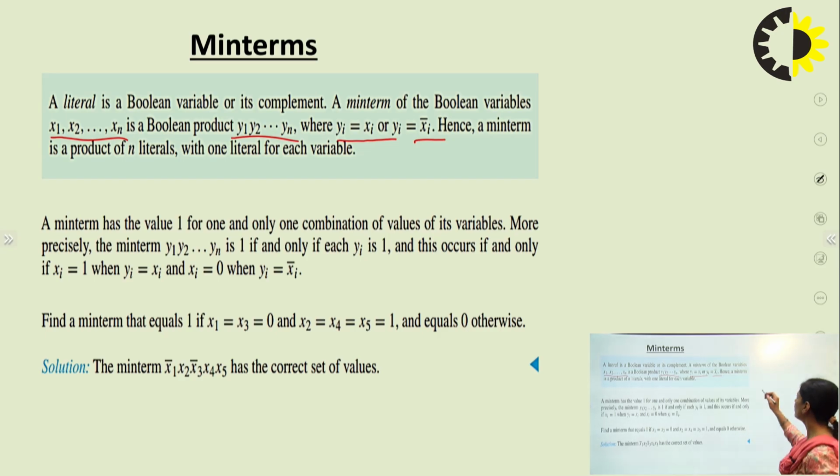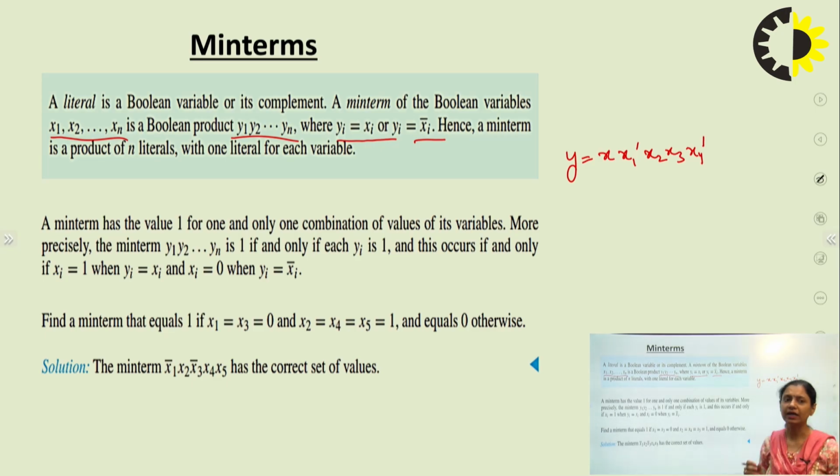That means, if I talk about this y, that could be a combination of x1 complement, x2, x3, x4 complement, like this. So y is a combination of the variable and its complement. So a min term is a product of n literals, where there is one literal for each variable. That one variable can be a complement or a normal variable. So a min term has a value 1 for one and only one combination of values of its variables.